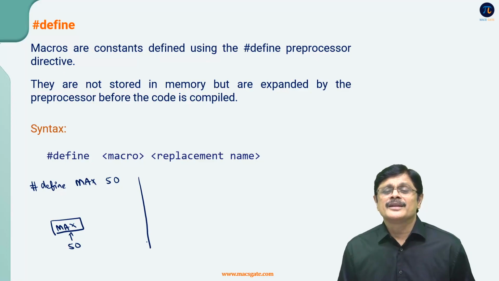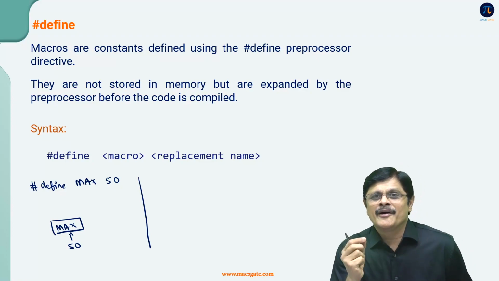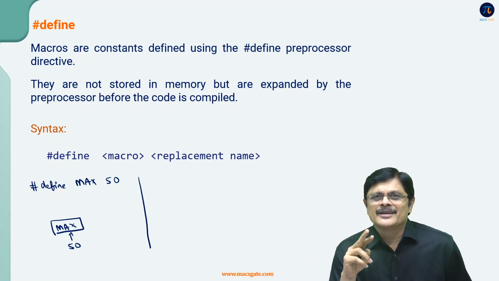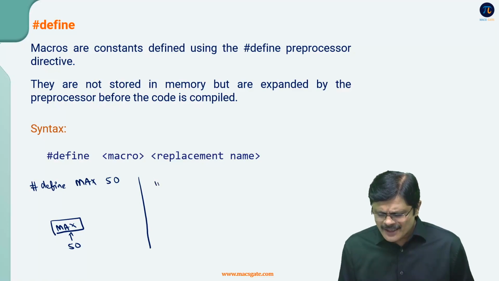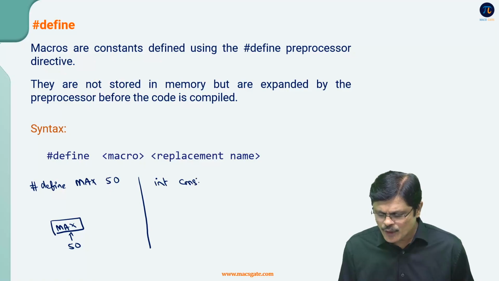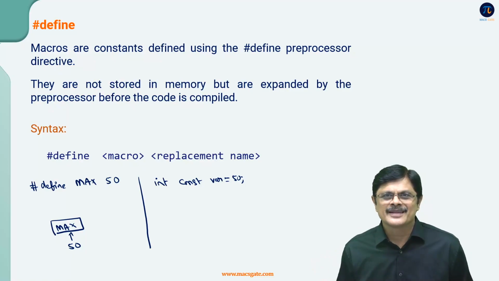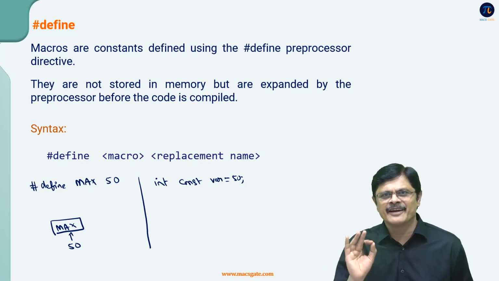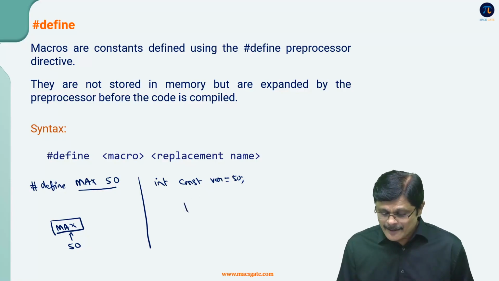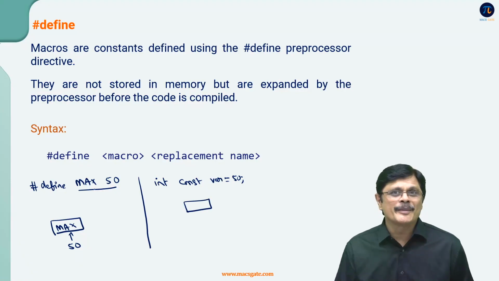See, it is different from the constant variables in the language. Generally, the constant variables are called symbolic constants, but people call even macros symbolic constants. But it is better to call the constant variables in C language symbolic constants. What are these constant variables, sir? Like int const max = 50. This is a variable whose value cannot be changed during the program. The value is always 50, you cannot change it. Even the macro value also cannot be changed. But for this variable, memory is allocated. But for the macro, no memory is allocated.